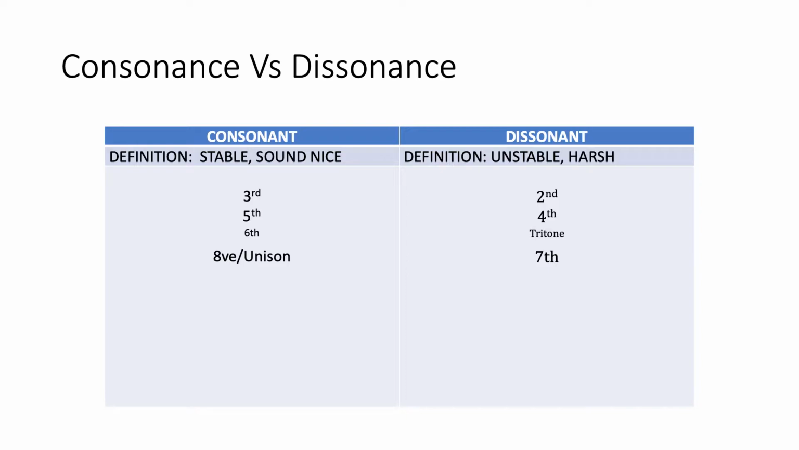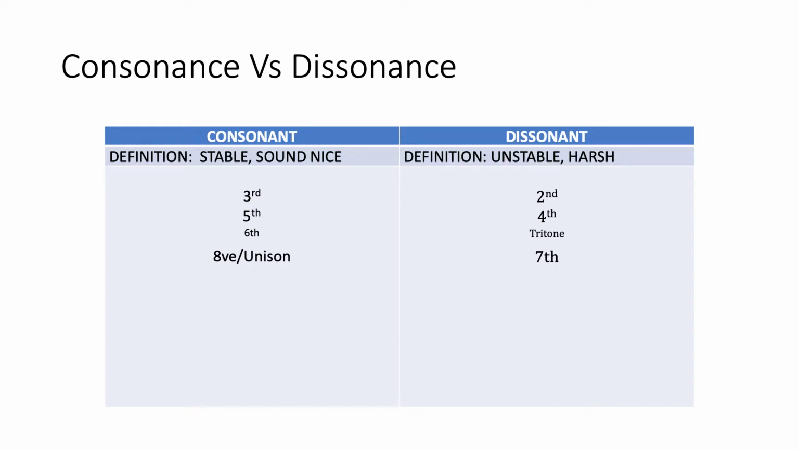And then on the other side of the coin, we've got our dissonant intervals. These intervals sound unstable. They need to move. They need to resolve. So here's a second. That sounds unstable. That needs to resolve. Here's a tritone. Again, that sounds unstable. That needs to resolve. Here's a seventh. Again, that needs to resolve.